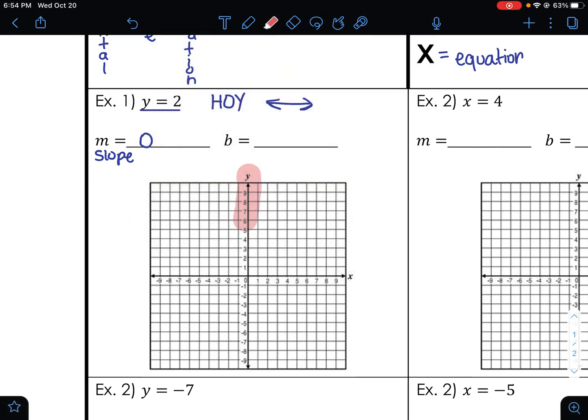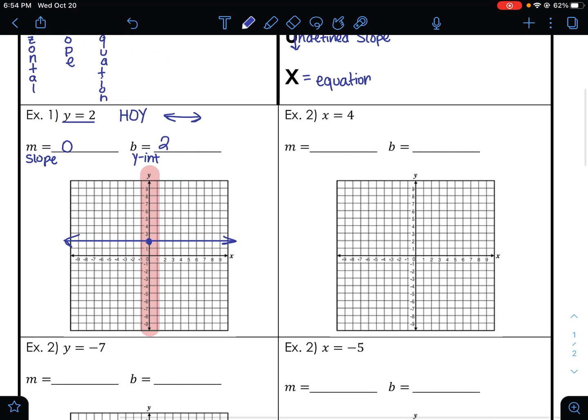So here is the y-axis right here. I need a horizontal line going through 2. So a horizontal line going through 2 would look like this, which tells me my B, my y-intercept, is positive 2.